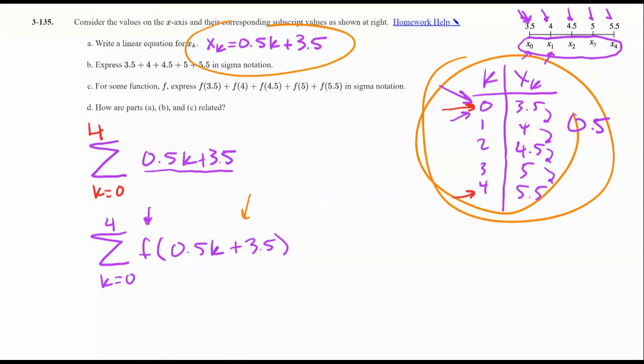The last question says, how are they related? Really, they're just building on each other, right? We first use what we know about tables to create a linear equation. Then we use that linear equation within a sigma notation. Then from there, I'm going to use what we know about sigma notation and plug that linear equation into a new function. Again, all of this builds on this bigger problem, this bigger idea. And if we can understand the small pieces, then the big piece becomes a little bit easier.